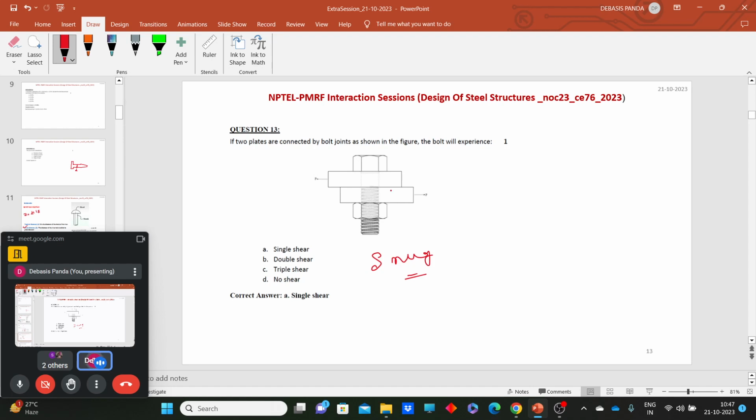So here you can see, what will happen when we apply the load on both the faces? What will happen?